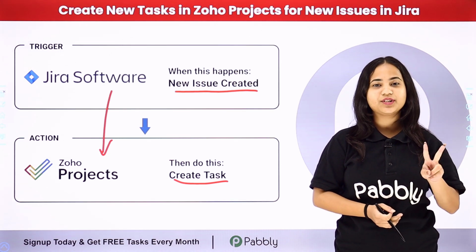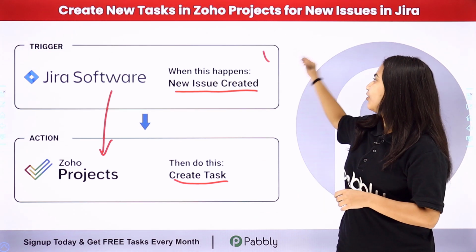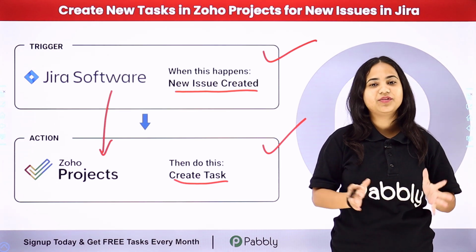Pabbly Connect works on two principles. First is trigger and second is action. Here my trigger application is Jira software and my action application is Zoho Projects. To learn how to do this, let me take you to my screen.